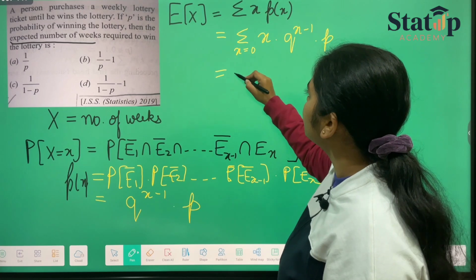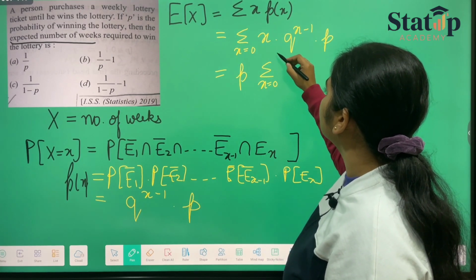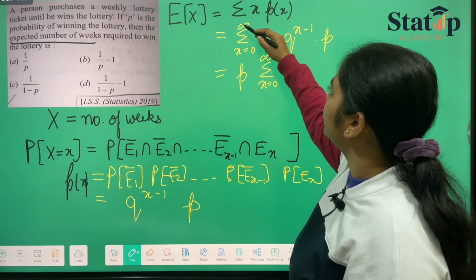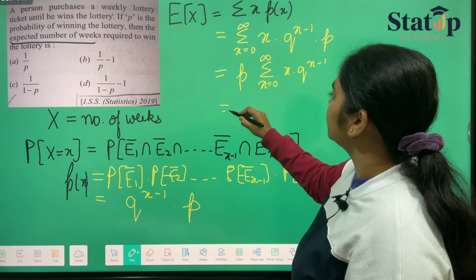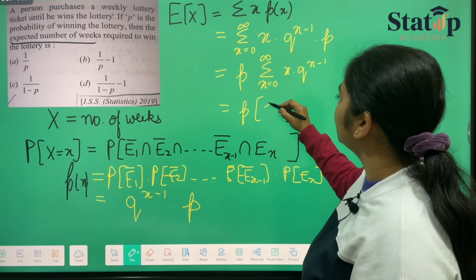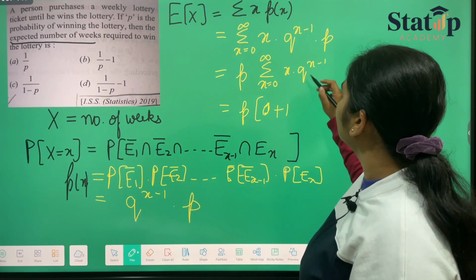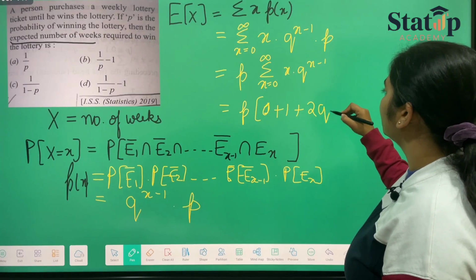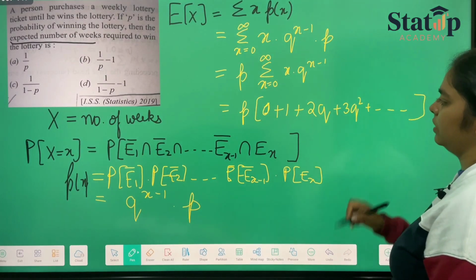Now p comes outside of the summation because it is treated as a constant. x goes from 0 to infinity, x into q raised to the power x minus 1. So p in the bracket: if x is equal to 0, it will be 0, plus 1, plus, if it is 2, 2q, plus 3q square, and so on till infinity.